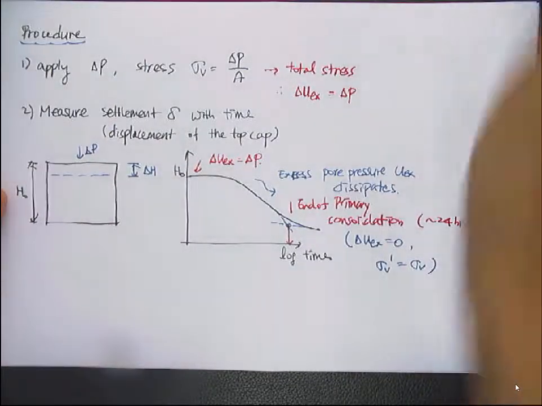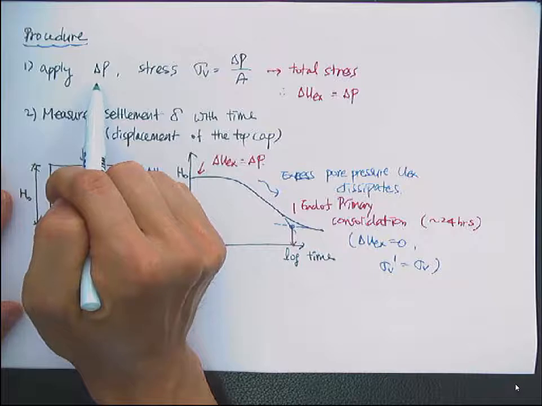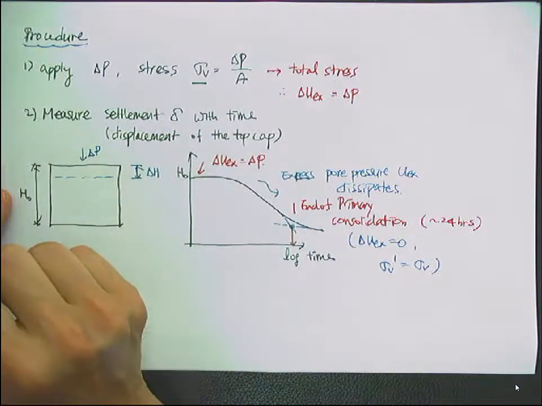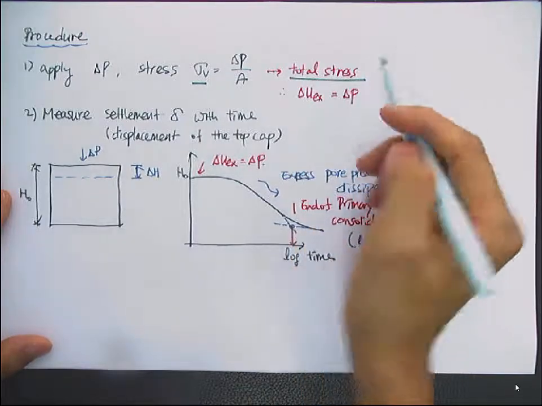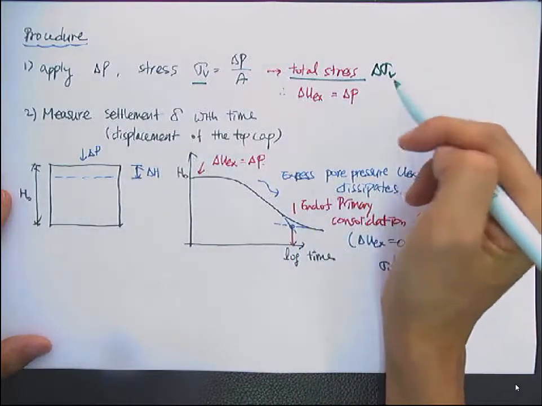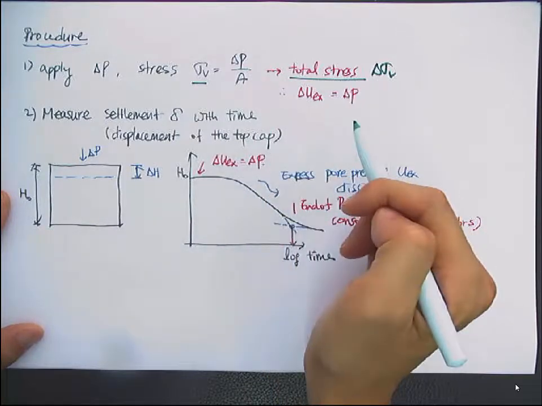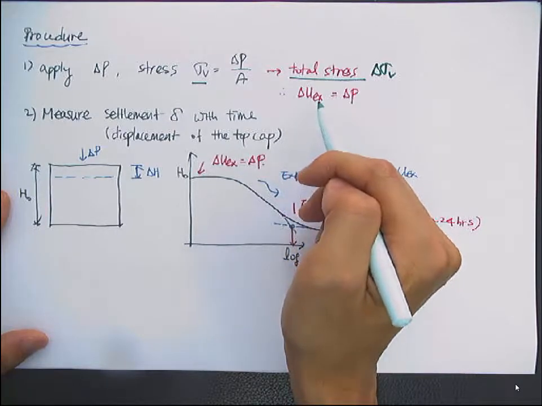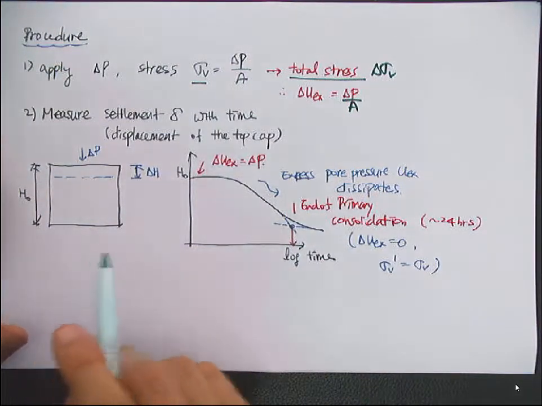The procedure is like this. You apply the force, the dead load, on the top of the specimen, and you can calculate the vertical effective stress from the load by dividing by the area, delta P over A. So then you have a total stress increase, delta sigma V. And because the clay is fully saturated, this total stress increase will transfer to the water pressure increase, which is called the excess pore pressure. So then you have an initial excess pore pressure increase by delta P over A, which is the same amount as the total stress increase.